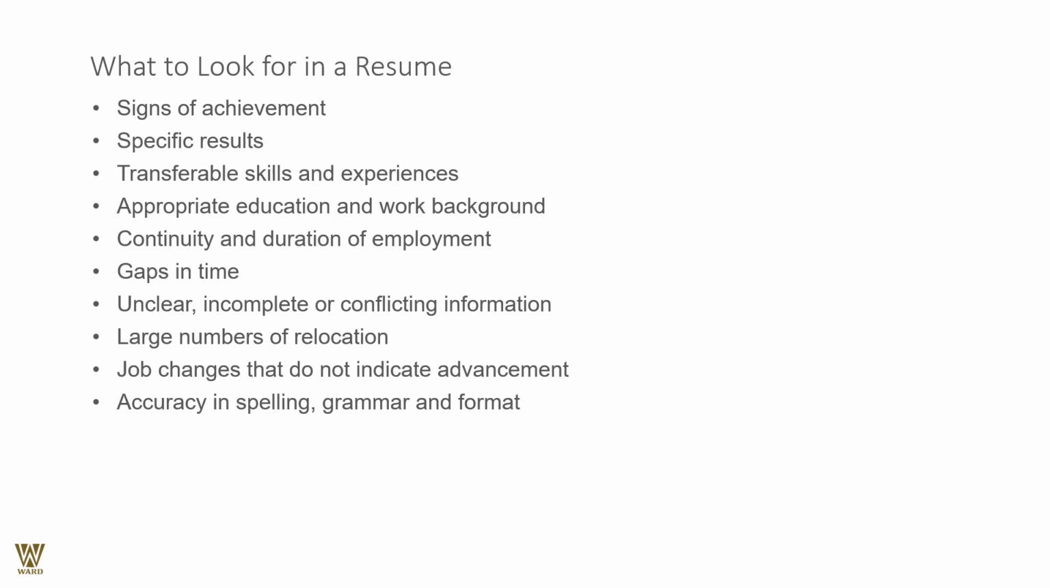Gaps in time, perhaps unclear, incomplete, or conflicting information. This is one of those anomalies that one needs to point out, because this will tell how authentic the person is. It will tell the integrity of the person.